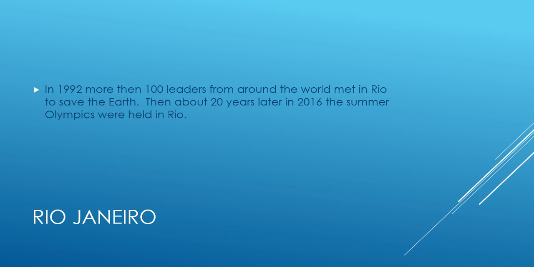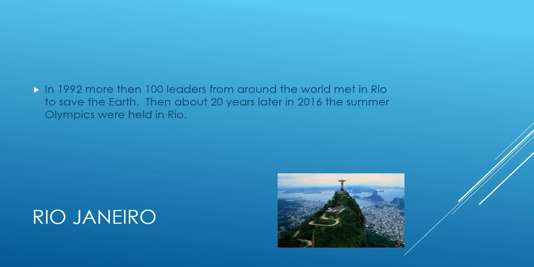Zoomed through that one. Now we're up to Rio de Janeiro. In 1992, more than 100 leaders from around the world, that's a lot of leaders, met in Rio to save the earth. Rio is Rio de Janeiro. Then about 20 years later, in 2016, the Summer Olympics were held in Rio. It's a cool picture. That's like a monument, some church monument of some kind. Probably the most famous thing about Rio de Janeiro is that. So now we're just going to emphasize these.